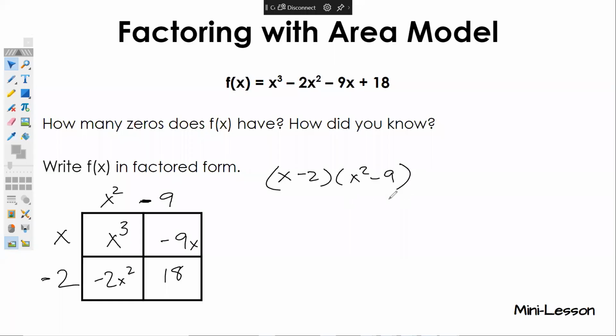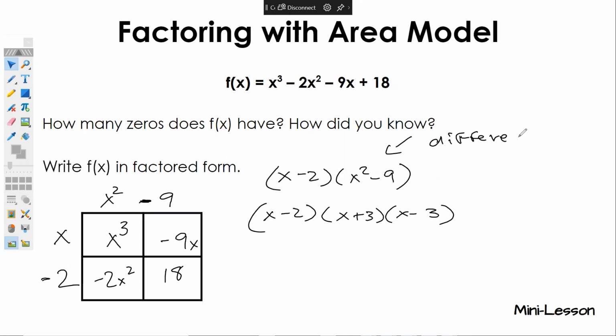Okay, what can we break it down to? X minus 2, x minus 3, x plus 2. Okay, so you were telling me the whole thing. X minus 2 times x plus 3 times x minus 3. Okay, this is a difference of squares.